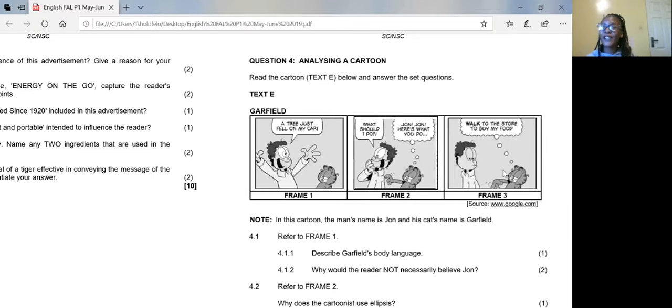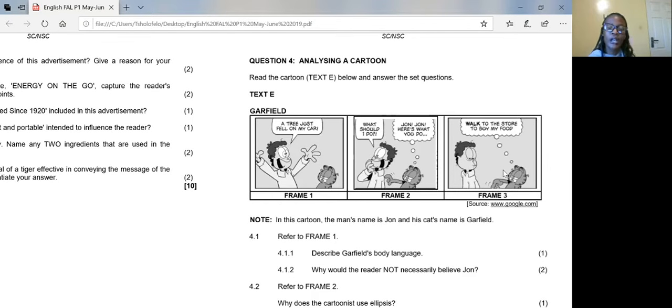So that means the word walk is bolded to emphasize that even though John is saying that a tree fell on his car, meaning that he maybe doesn't have a mode of transport to go and buy Garfield's food, we have a solution. A solution is that he can still do what? Walk to the store to get Garfield food. Now you get it. So the perfect answer will be the word is bolded because Garfield is emphasizing.